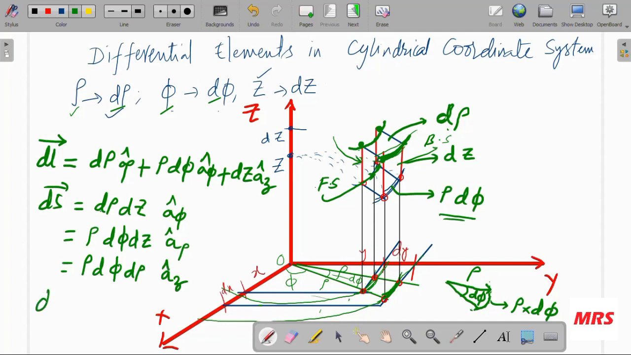And the differential volume, which is a scalar quantity, can be obtained by multiplying all the differential elements d rho, rho d phi and dz. Therefore dv is equal to rho d rho d phi dz. This is the differential volume.